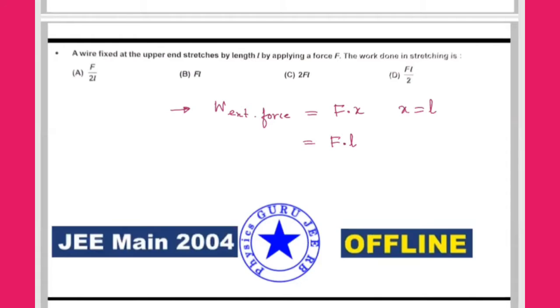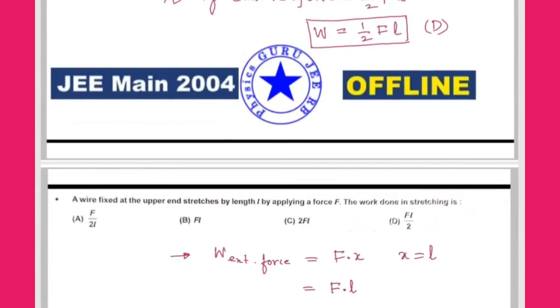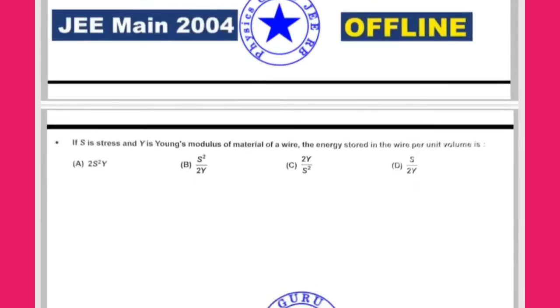So the work done in stretching by the elastic force is half F into L, or the work done in stretching by the external force is F into L. Here the option with work done equal to F into L is the appropriate answer, which is D for this one, right? So students should not get confused with this type of questions.